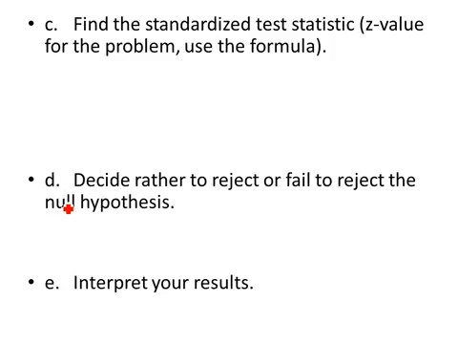Find the standardized Z-score. This is where we got to use the formula. Formula for our Z-score is X bar minus mu over standard deviation divided by the square root of n.